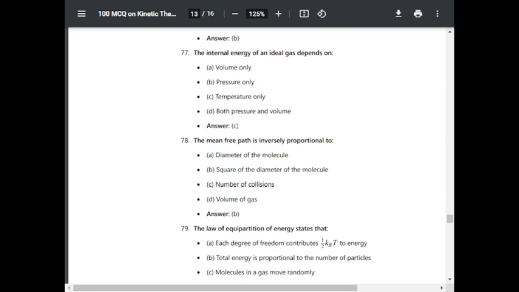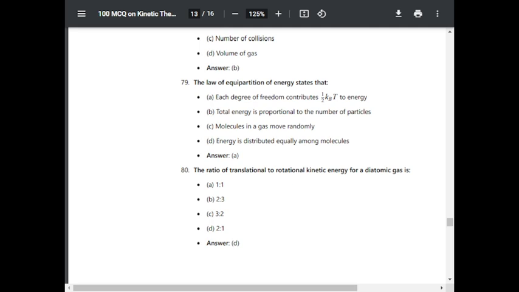Question number 78. The mean free path is inversely proportional to: option A, diameter of molecule; option B, square of the diameter of molecule; option C, number of collisions; option D, volume of gas. The correct answer is B, square of the diameter of molecule. The mean free path is inversely proportional to the square of the diameter of the molecule.